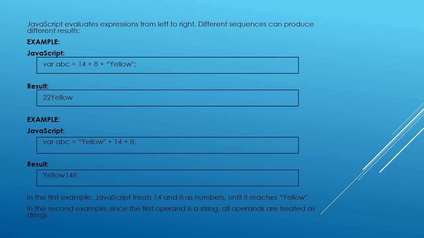JavaScript evaluates expressions from left to right. Different sequences can produce different results. In the first example, JavaScript treats 14 and 8 as numbers, until it reaches Yellow. In the second example, since the first operand is a string, all operands are treated as strings.